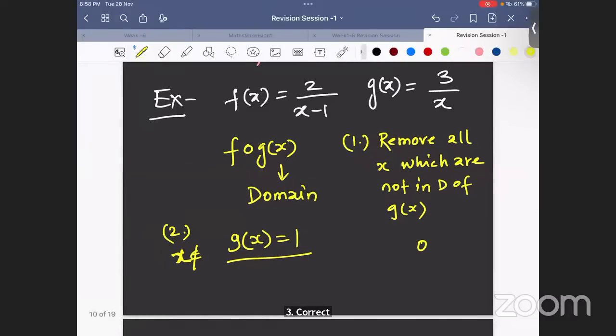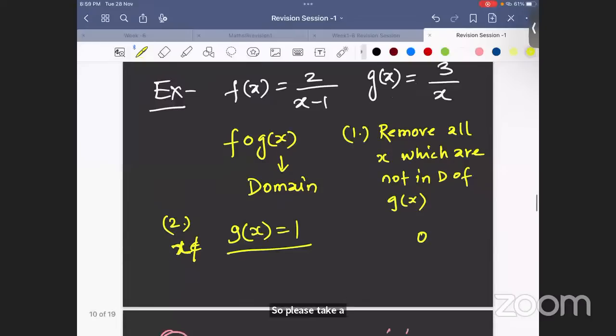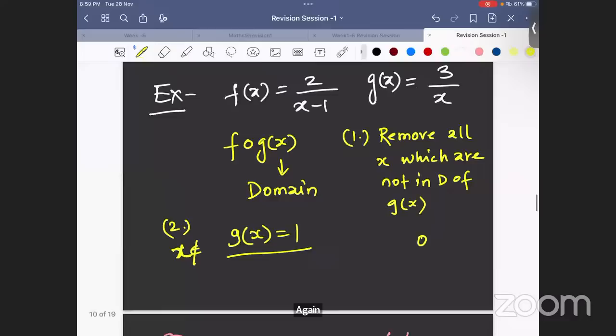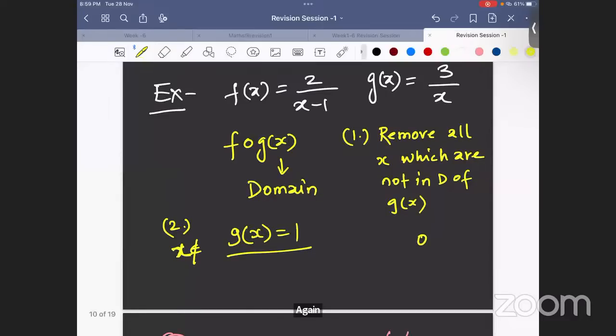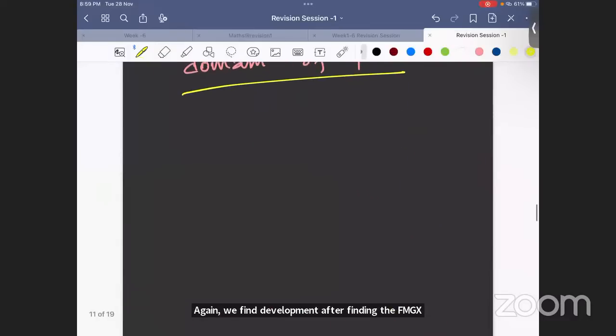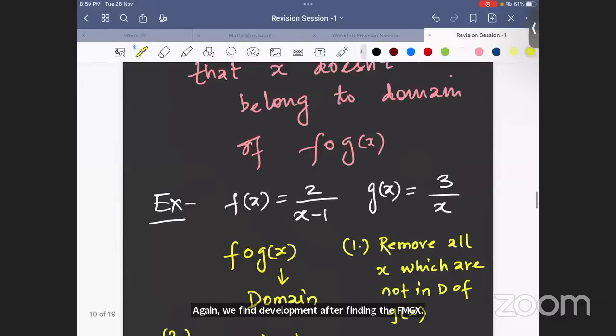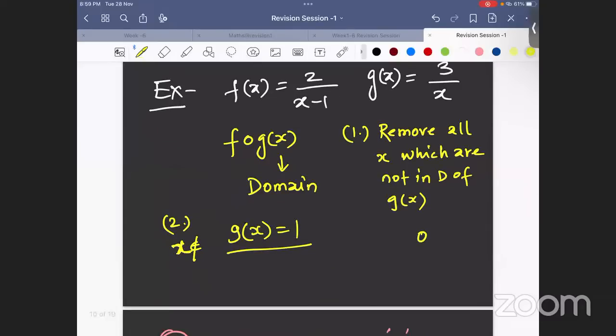Is this clear to everyone? If you want me to explain it again, I'll explain it. Sir, please take another example. Can we find the domain after finding f of g(x)? See, for some cases you will be able to calculate it, but I guess you'll get stuck somewhere. So it's better to take care of all these two cases.